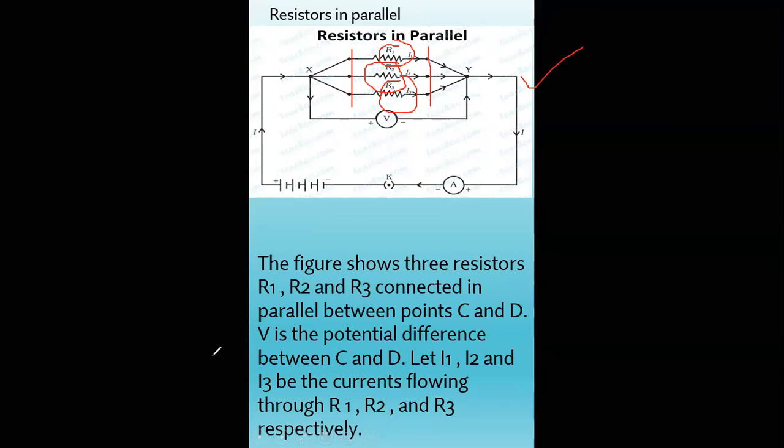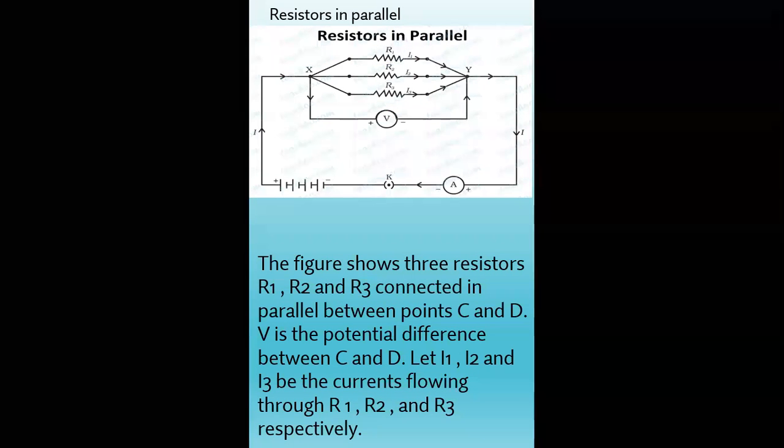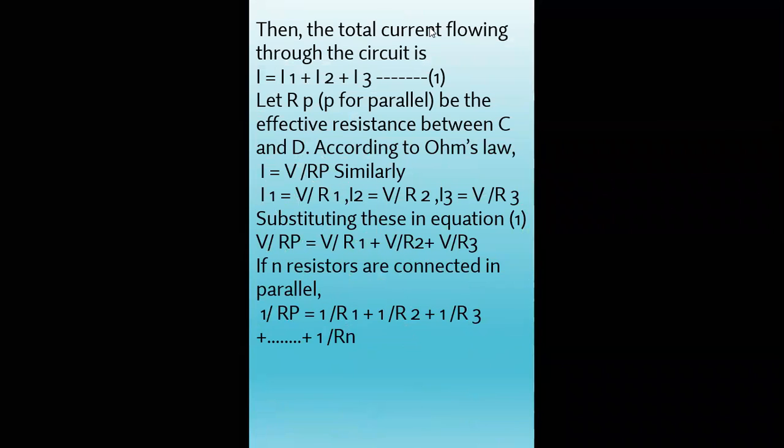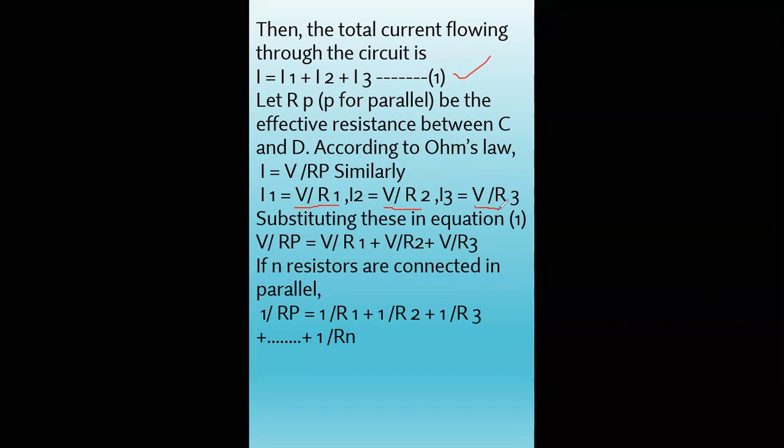The figure shows three resistors R1, R2 and R3 connected in parallel between C and D. V is the potential difference between C and D. Let I1, I2 and I3 be the currents flowing through R1, R2 and R3 respectively. Then we continue with the derivation. The total current flowing through the circuit is I equals I1 plus I2 plus I3. Now let RP, P for parallel, be the effective resistance between C and D. According to Ohm's law, I equals V upon RP. We know the formula according to Ohm's law, so I1 equals V upon R1, I2 equals V upon R2 and I3 equals V upon R3.